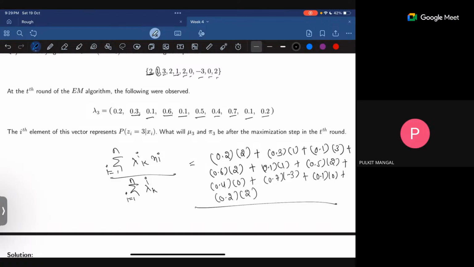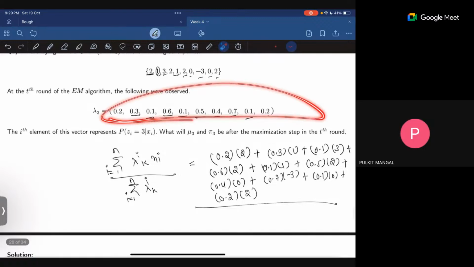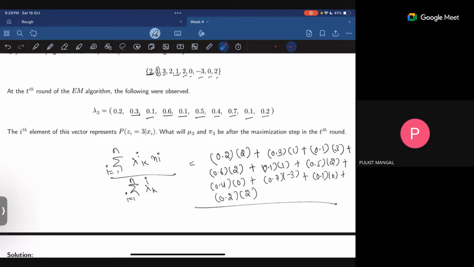This is your numerator. Now what would come in the denominator? The summation of these, or this? Which would come? The lambdas. Yeah, okay, the summation of these. Just simplify it, and you will get your updated mu k.